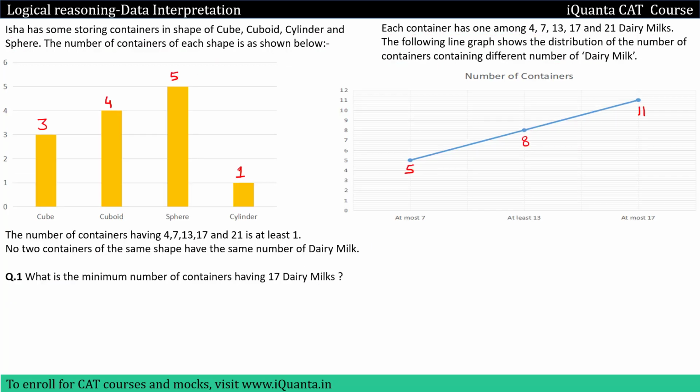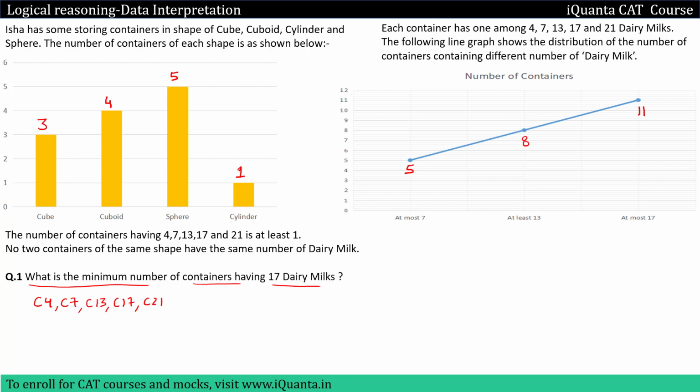So I've mentioned the number of containers and also the number of containers that have at most 7, at least 13, all these chocolates or dairy milks. So the first question is, what is the minimum number of containers having 17 dairy milks? So first of all, let me start by giving names to these containers. C4 will be the number of containers that have 4 chocolates. C7 will be the number of containers having 7 chocolates. Then we'll have C13, C17 and C21.